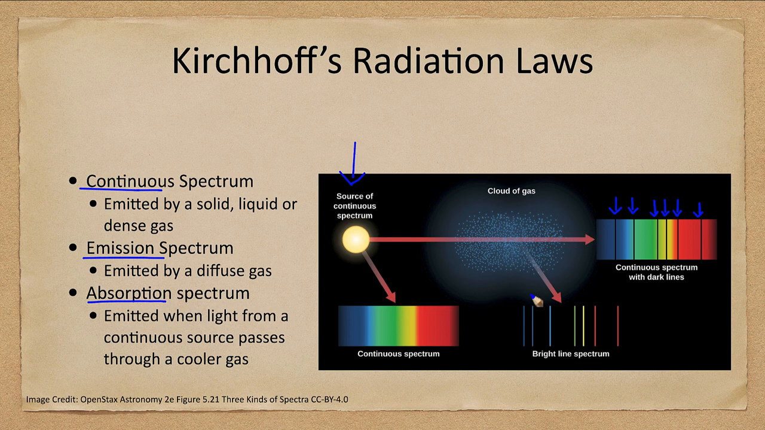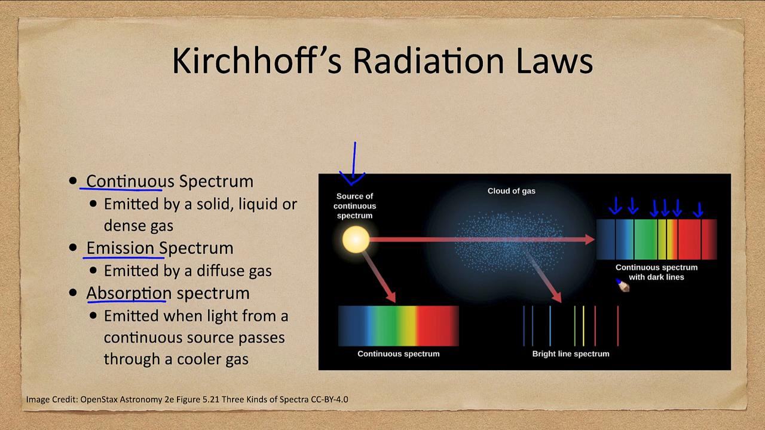When we look at the bright line spectrum, we're looking at just the cloud of gas. So here it's a cool cloud of gas because we're looking at it relative to a much hotter continuous source. When we look at it this way, we're looking at a hot gas because it's hot relative to the background of space.